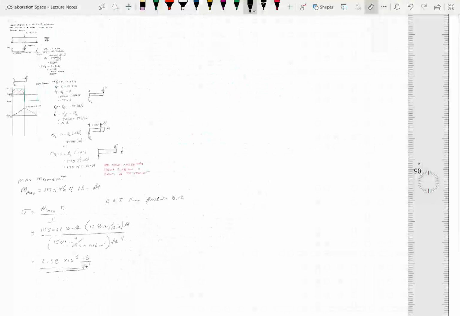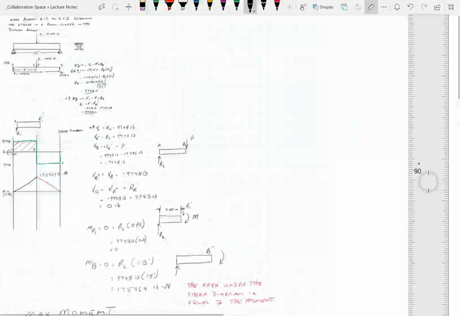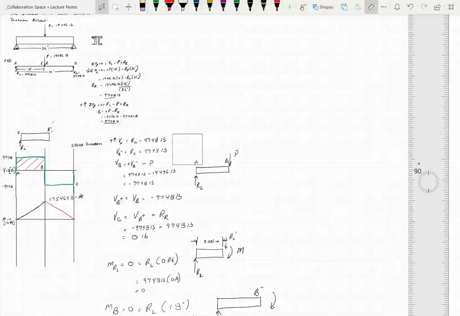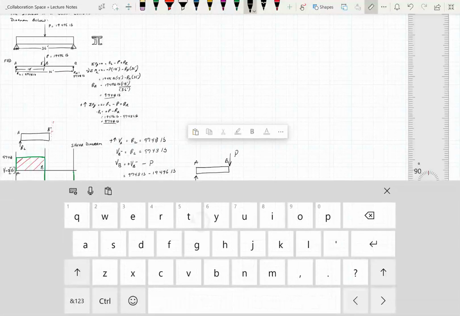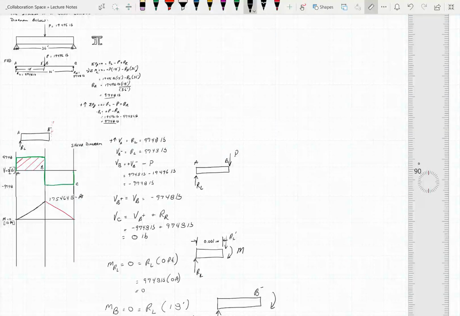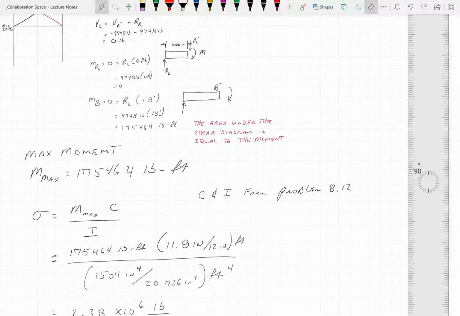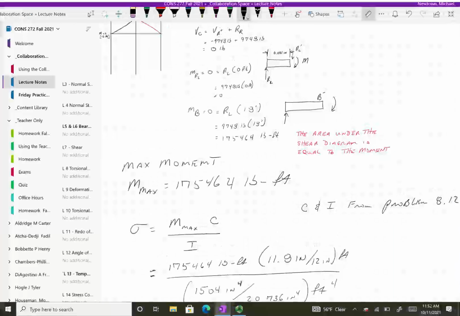Quick review, and we'll do this again and again till you get it. Free body diagram, shear diagram, moment diagram. Find your max moment, then plug it into the bending stress equation. Pretty cut and dry. Doesn't get any more exciting than that. Just gets more difficult. Okay. We will do these again and again, so don't panic if you didn't get it today.